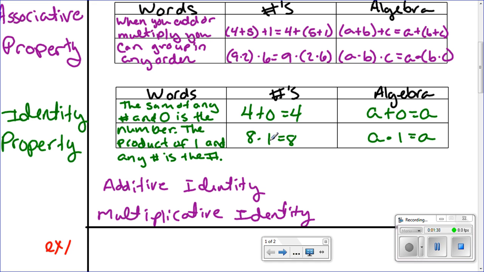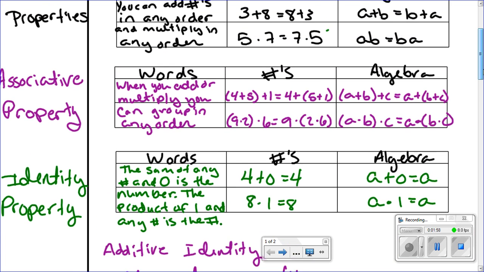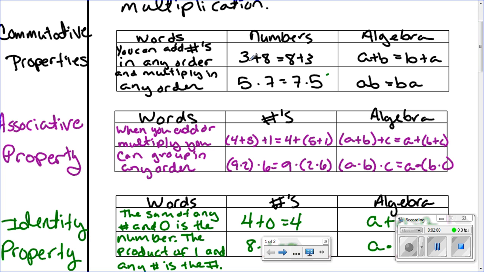Left side has 8 times 1. Right side has 8. So the difference is we've already done that multiplication. You can see it over here as well. These are called the additive identity, which obviously goes with addition, and we have the multiplicative identity, which comes from multiplication. So you're just looking from the left side to the right side. And actually, that's what you'll be doing on all these today. You'll say what happened on the left side compared to what happened on the right side.